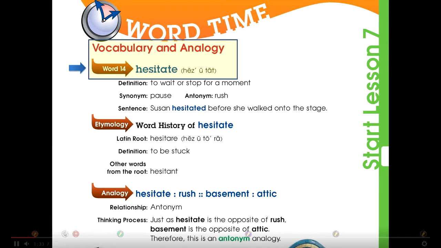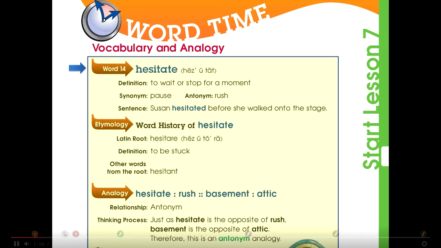Let's go over the vocabulary and analogy information for our new vocabulary word. Vocabulary word 14 is hesitate. Let's repeat the word 5 times, and in between each time, I'd like you to clap or snap your fingers twice. Ready? Hesitate, hesitate, hesitate, hesitate, hesitate.